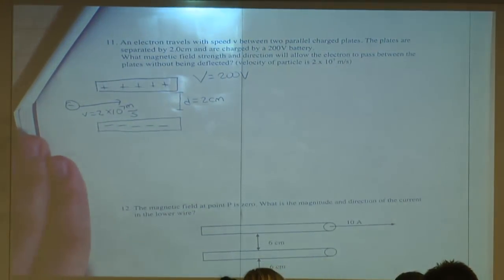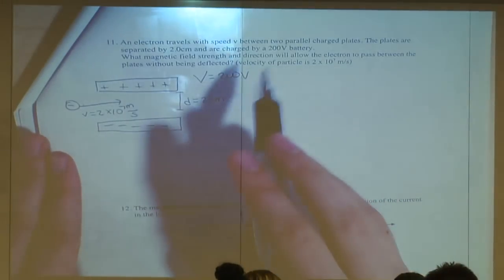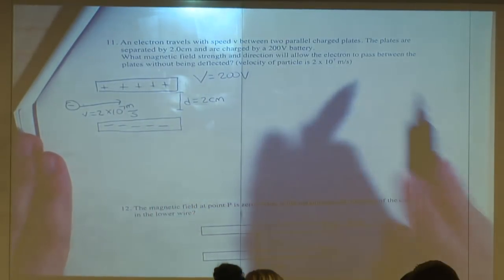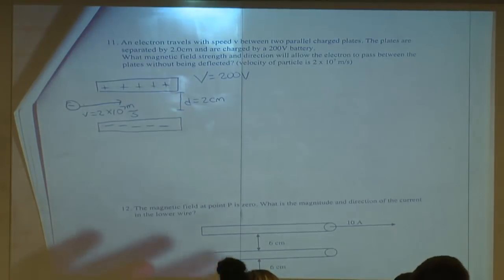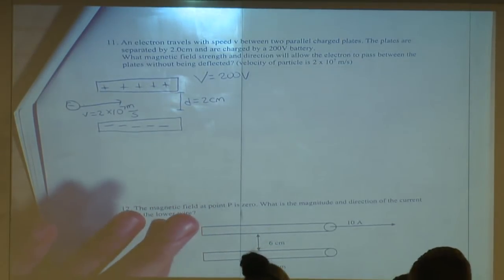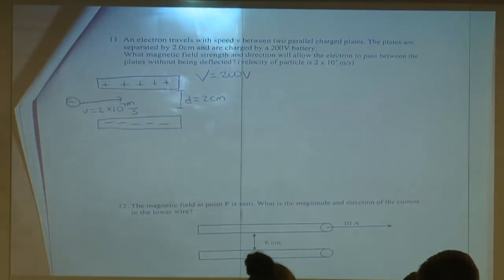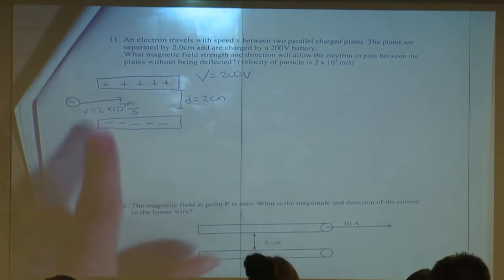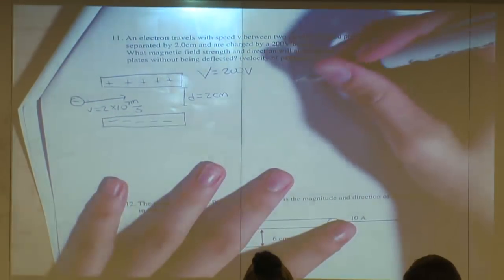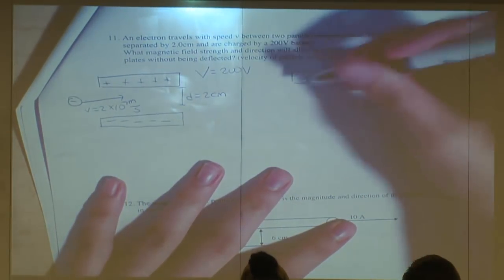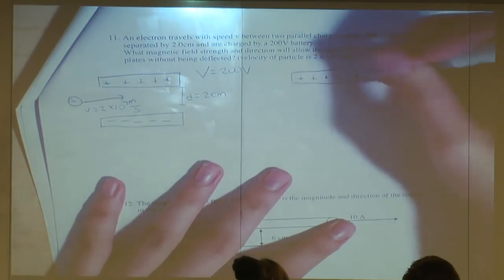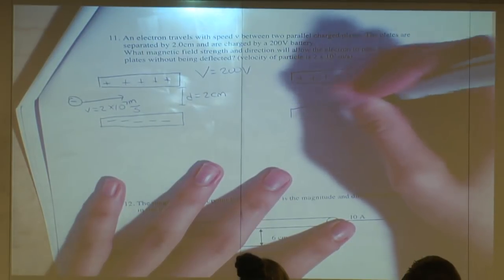Okay, so now it's asking what magnetic field strength and direction will allow the electron to pass between the plates without being deflected. Okay, so first, let's talk about the direction. So I'm going to redraw this at the point where it'll be in between the plates, because right now it's off to the side, but I'll redraw it like this, just so we can understand it a little better. I'm going to make it a little smaller. Okay.